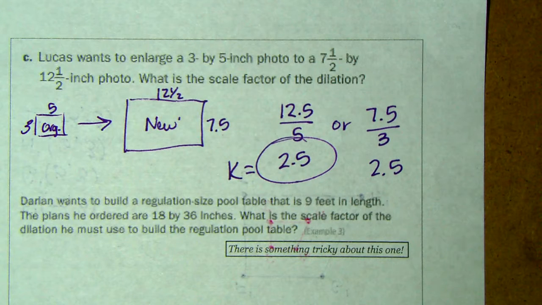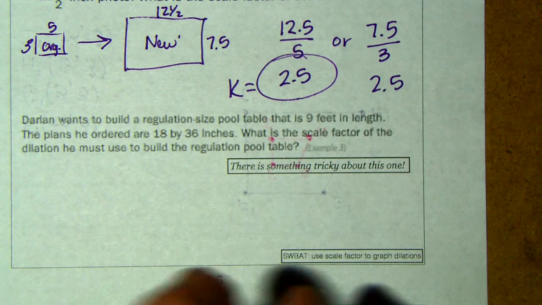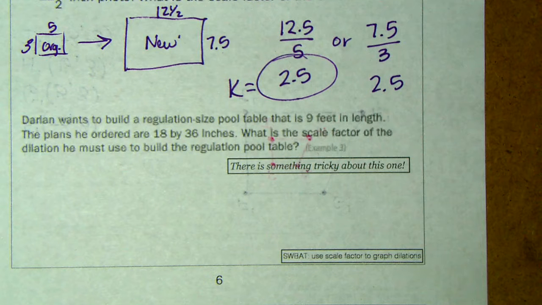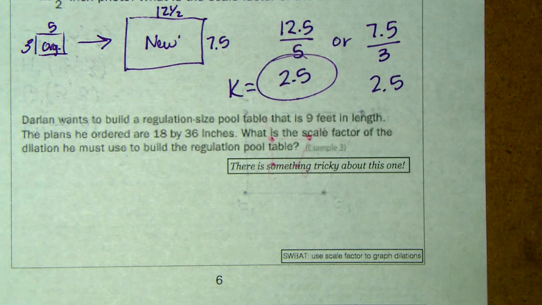Okay, let's try the one right below that. Darlin wants to build a regular size pool table. A regular size pool table that is 9 feet in length. The plans he ordered are 18 by 36 inches. Couple things here. What's the scale factor of the dilation he must use to build the regulation pool table? One, we only get one measurement for the actual table, right? And two, that's in feet and this one's in inches.